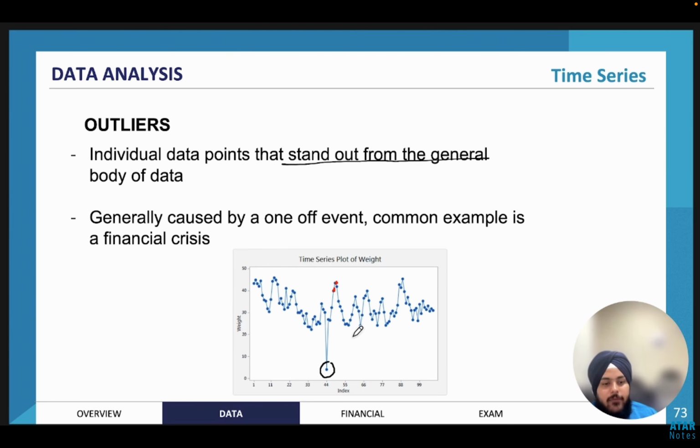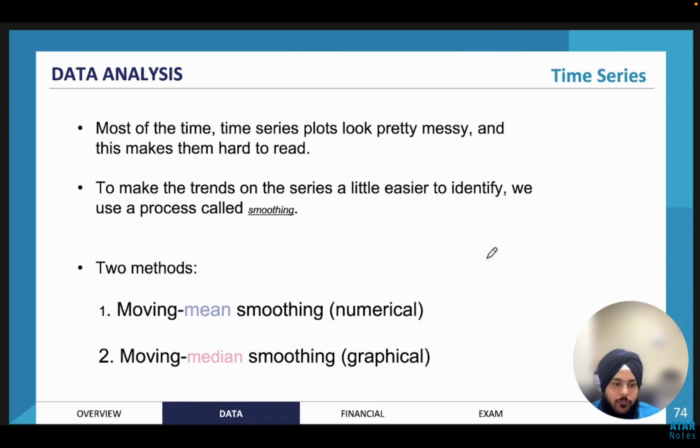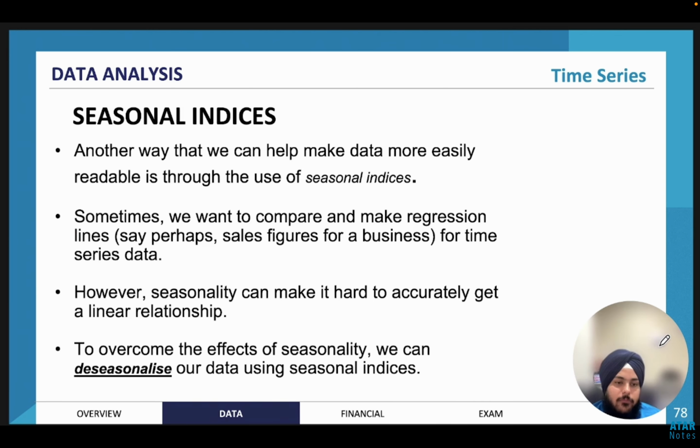And then we might do the same for this value over here. We have 1 value on this side, 1 value on this side, and then this is the median. So on and so forth. We will need to do this for the entire data set, but making sure that we're only doing 3 at a time. So that's essentially the moving median smoothing, where we're using the graph to do a moving median.